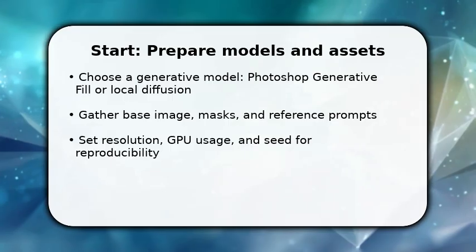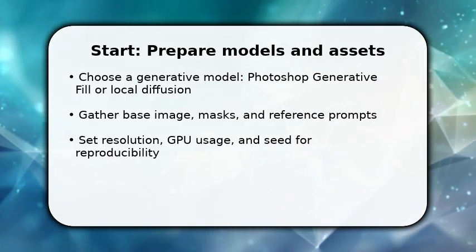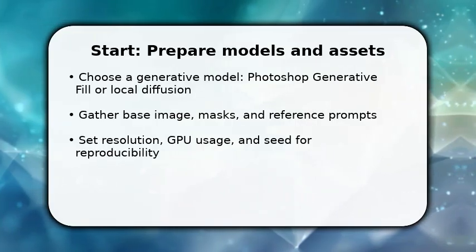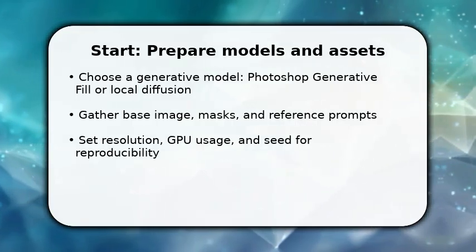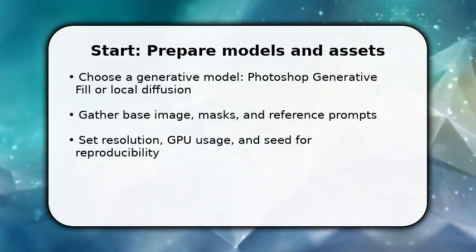You begin by aligning model choice with your goal. Pick Photoshop Generative Fill for integrated editing or a local diffusion model for full control. Load the base image and paint a mask where generation should apply. That tells the model what to replace or extend.